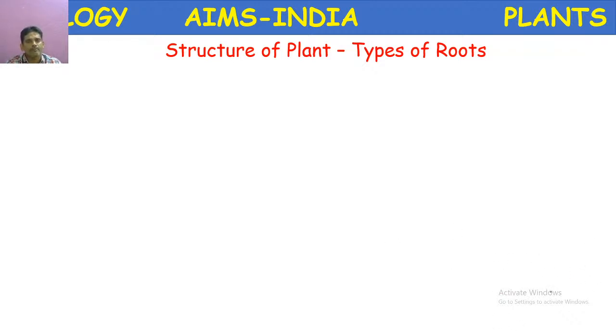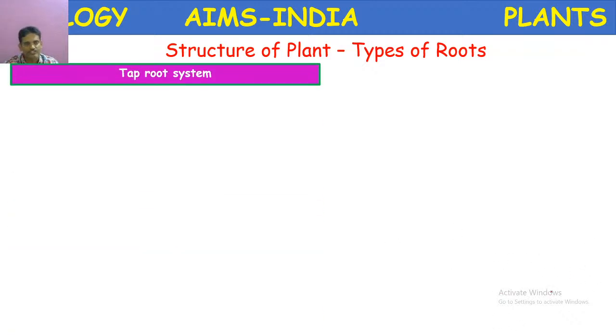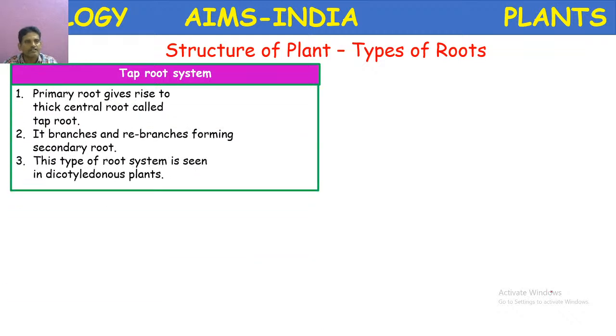The structure of plant, types of root system. First, tap root system. Let us discuss. Let me show you a tap root system. The tap root system is an example root system. The primary root is present. This primary root gives rise to small secondary roots or branches, forming secondary roots.